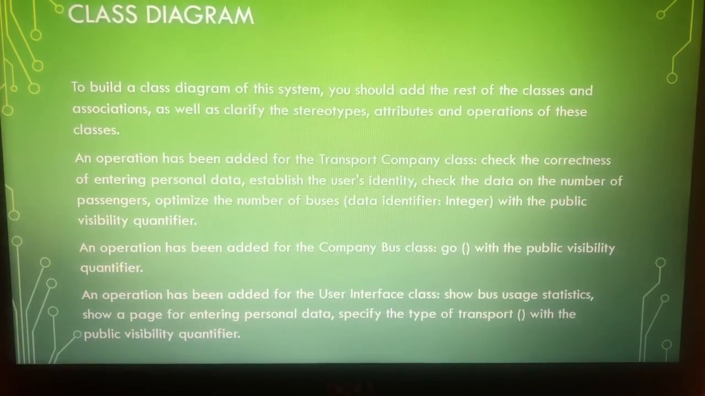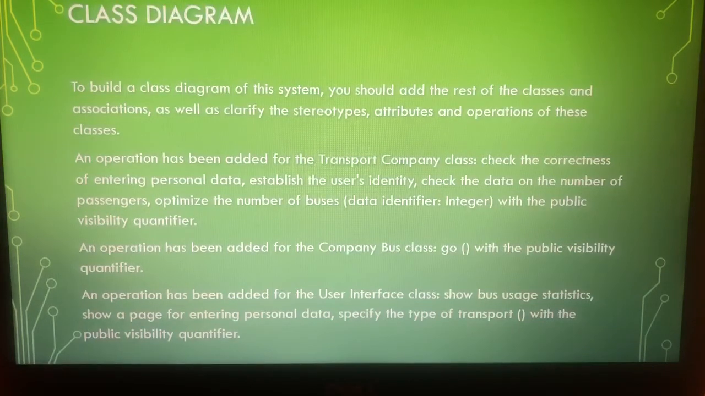To build a class diagram of the system, you should add the rest of the classes and attributes, as well as stereotypes and operations of these classes. An operation has been added for the transport company class: check the correctness of entering personal data, establish their identity, check the data of the number of passengers, optimize the number of buses, data identifier integer with the public visible quantifier.